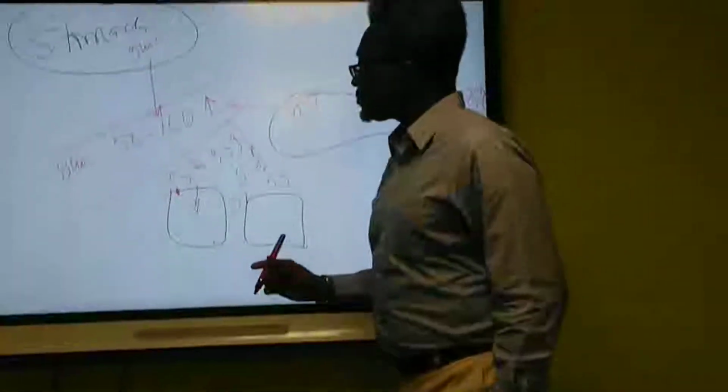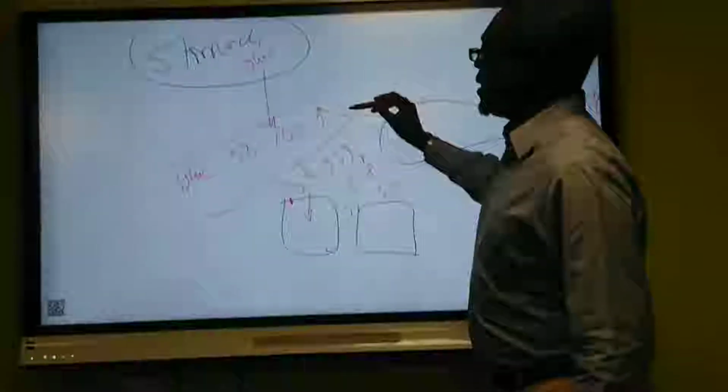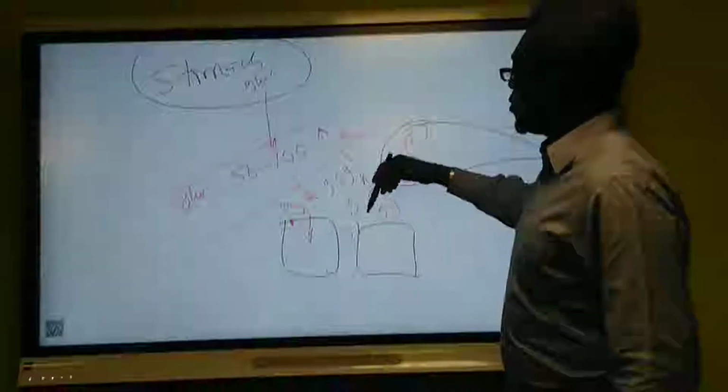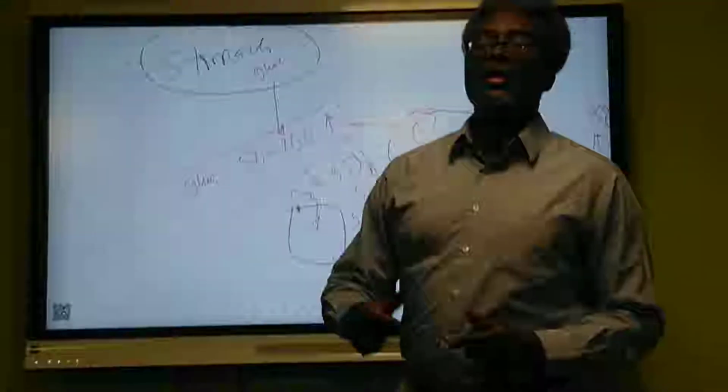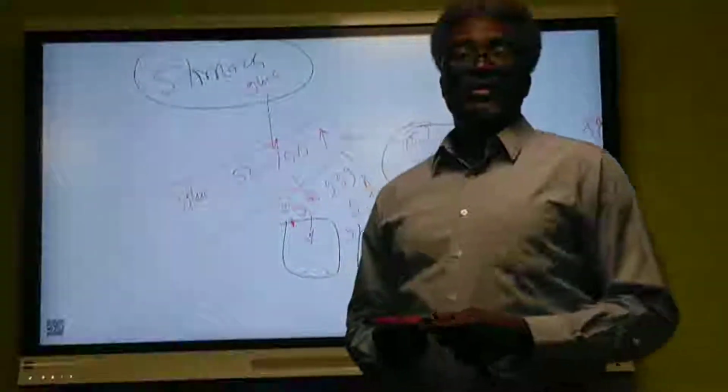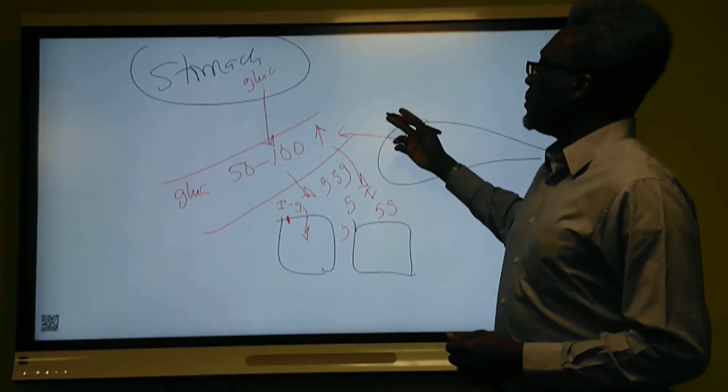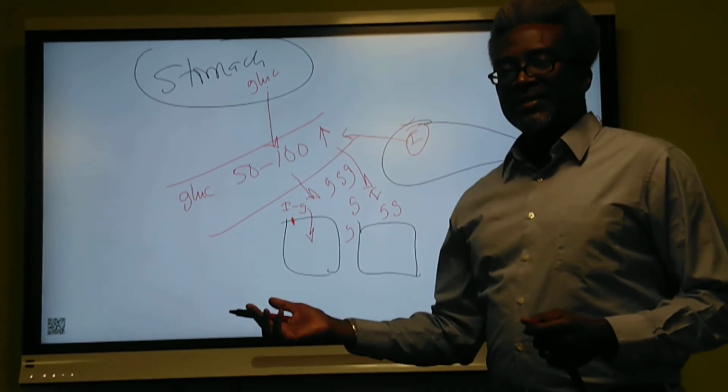Now, this glucose, when it gets in the cell, as I said, it makes energy. Excess glucose is stored in the liver as glycogen. In some other organs, it's converted to fat.